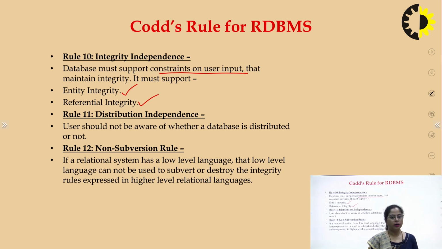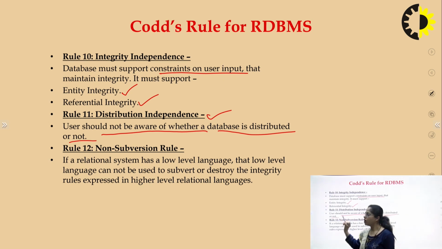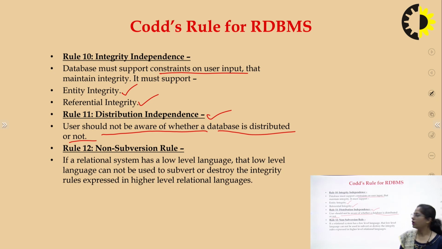I will tell you about these in our next slides. The 11th rule of Codd is distribution independence. The user should not be aware of whether a database is distributed or not.